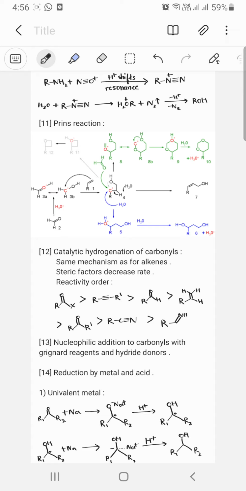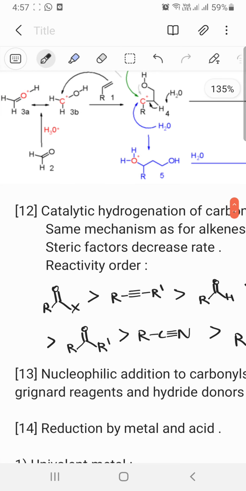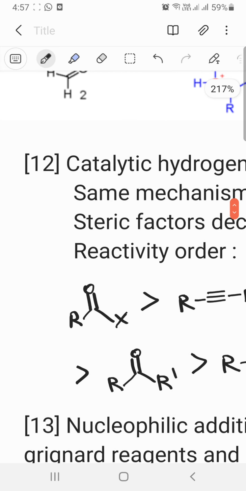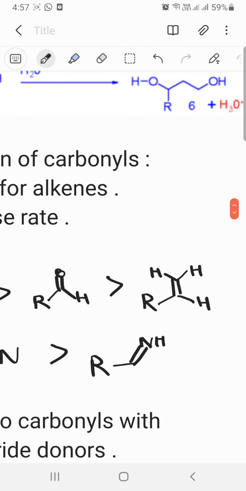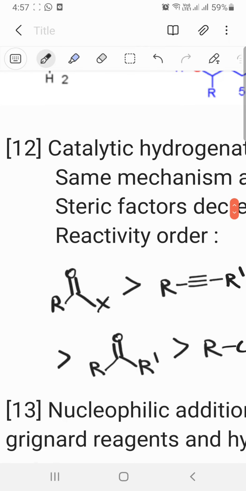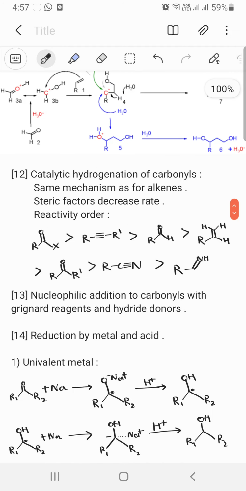Next, catalytic hydrogenation of carbonyls. So carbonyls are somewhere over there. Acyl halides, those are pretty reactive. After that you have alkyne, then aldehyde, and then alkene, then this one. Fine, I will memorize this later.